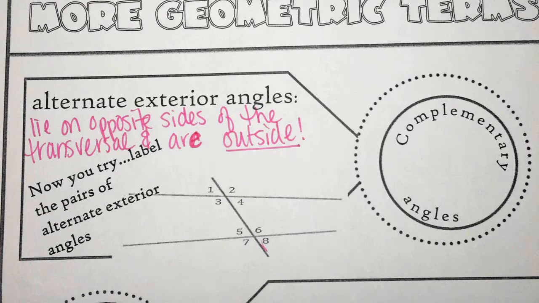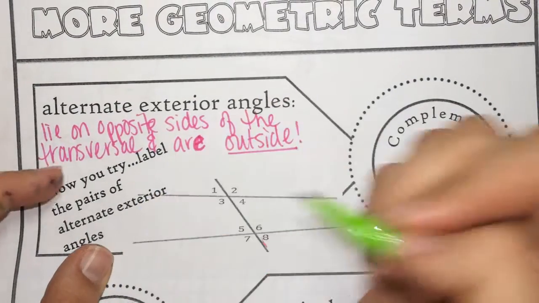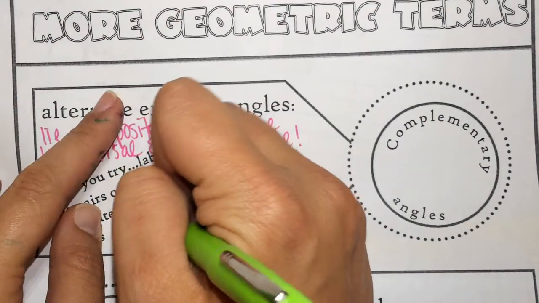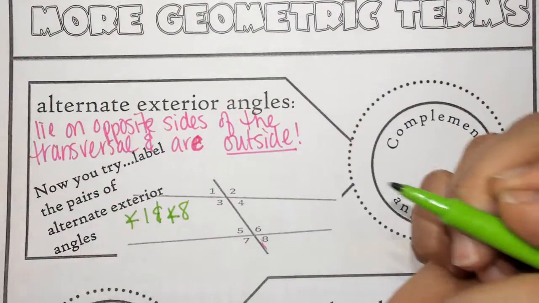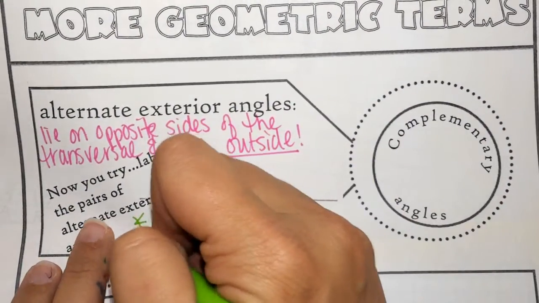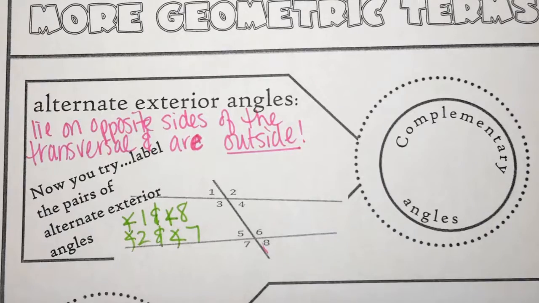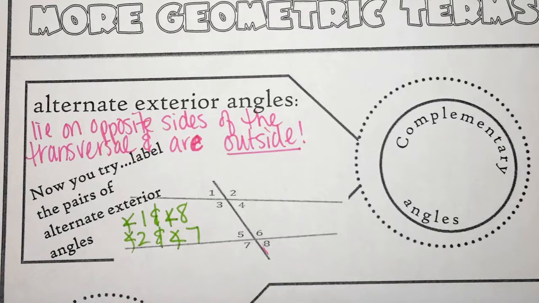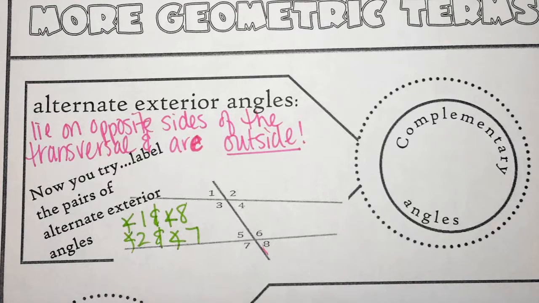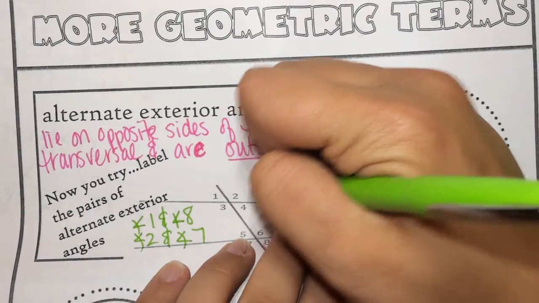Label for me the alternate exterior angles. Tell me what you think they are. 1 and 8. 2 and 7. What would 1 and 2 be? Adjacent and linear. Awesome. Do you think that alternate exterior angles are congruent? Yes, they are. Take a point.